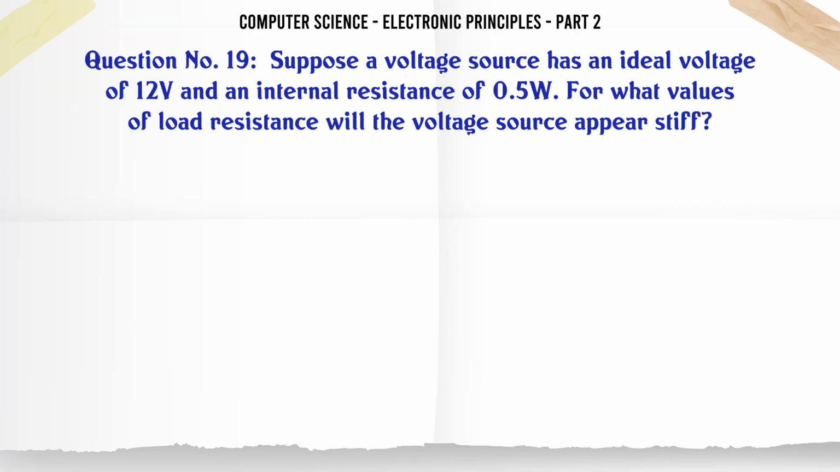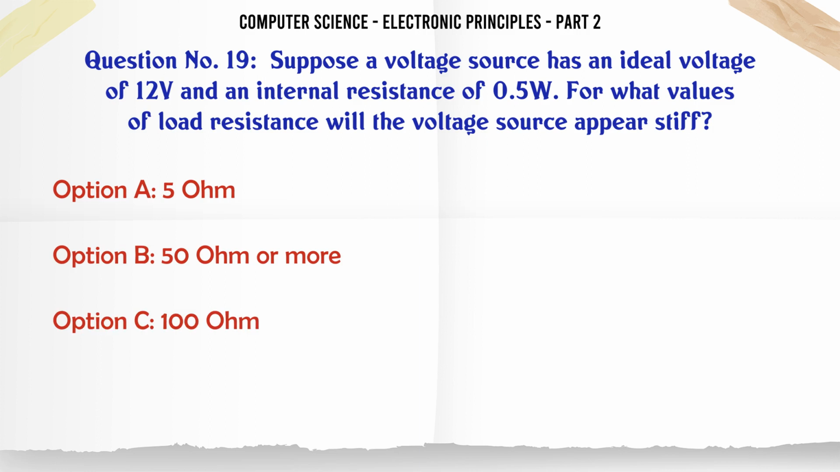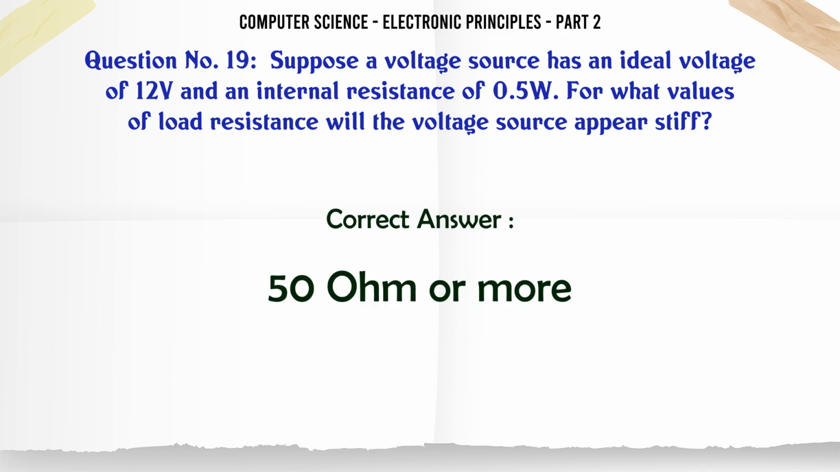Suppose a voltage source has an ideal voltage of 12 V and an internal resistance of 0.5 ohm. For what values of load resistance will the voltage source appear stiff? A. 5 ohm, B. 50 ohm or more, C. 100 ohm, D. 6 ohm. The correct answer is 50 ohm or more.